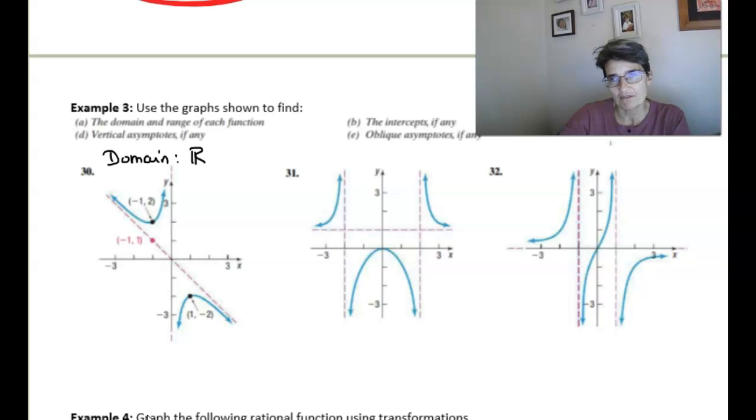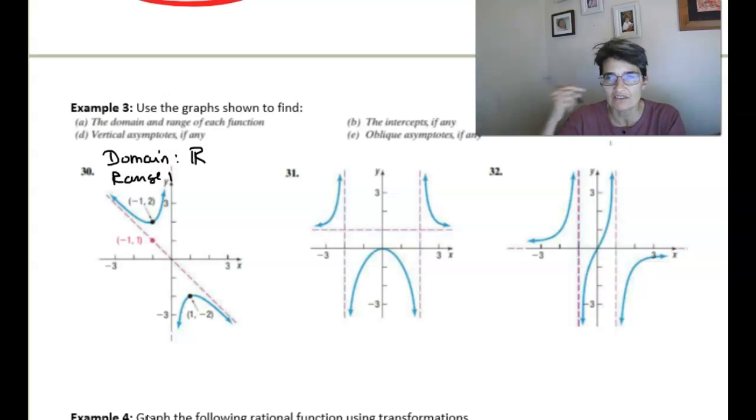Or you can say the interval from -infinity to infinity. The range, okay, you can see that the range is divided in 2 parts. Okay, so the range is this portion. So the blue, the graph is the blue. The pink is an asymptote.